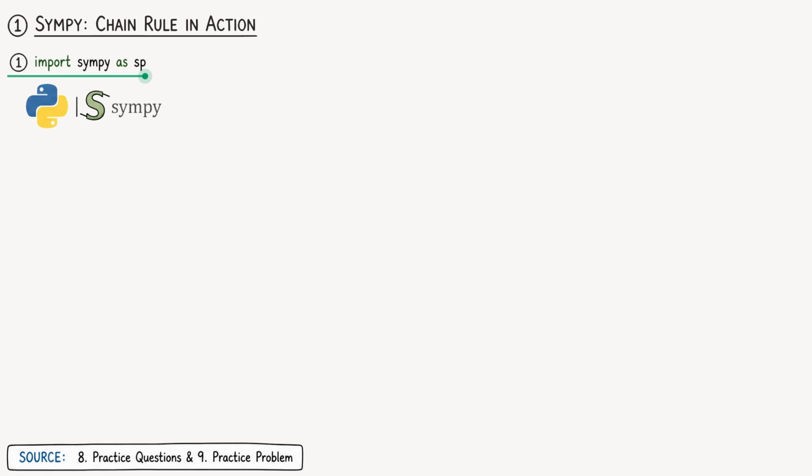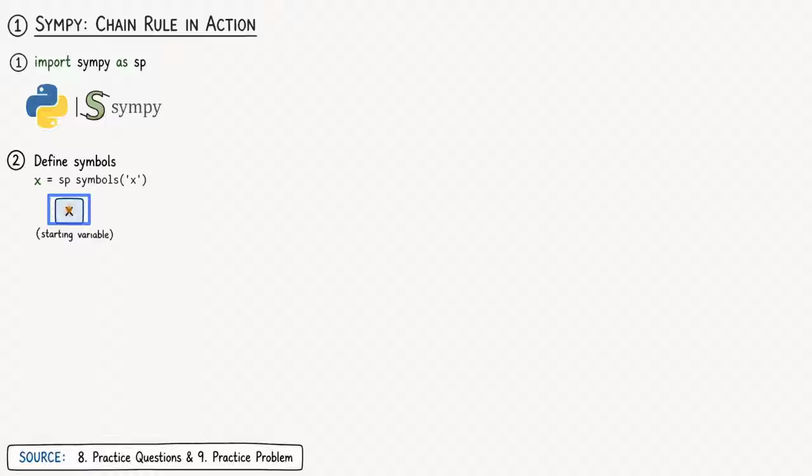We start by importing SymPy. This library is special because it performs math using letters and symbols just like we do on paper, rather than just crunching numbers. First, we define our starting variable x. Next, we set up our functions. Think of these like Russian nesting dolls.